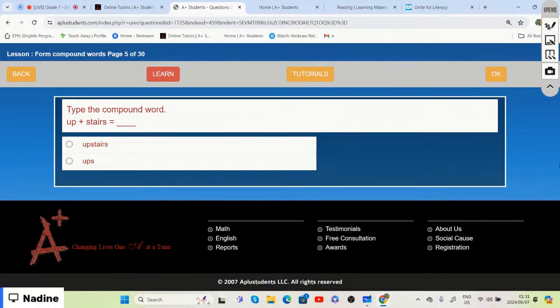Then we have up plus stairs. So up plus stairs. Is it upstairs or is it just ups?